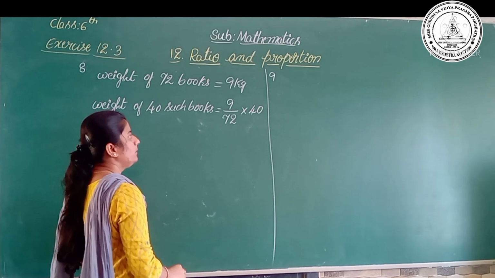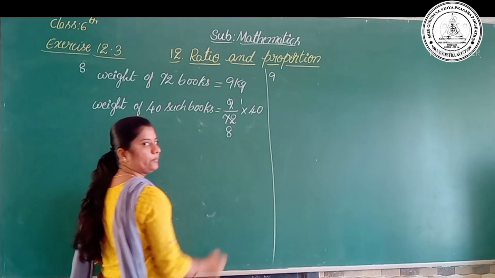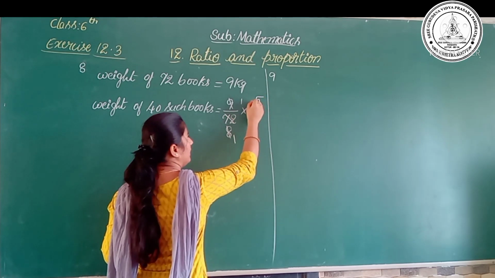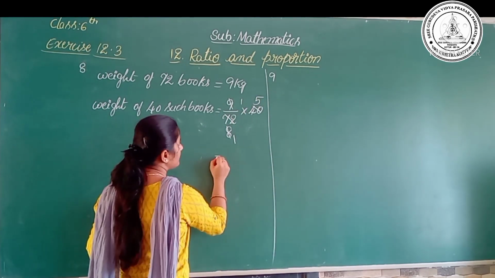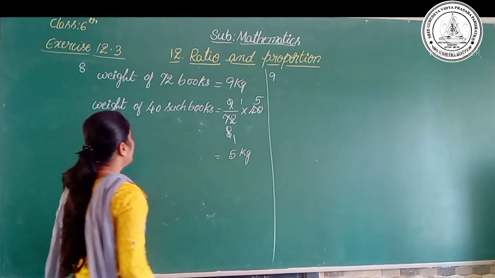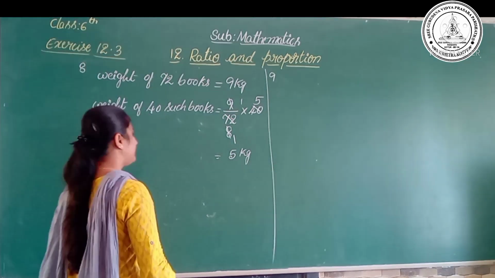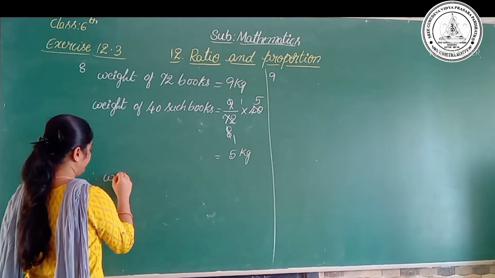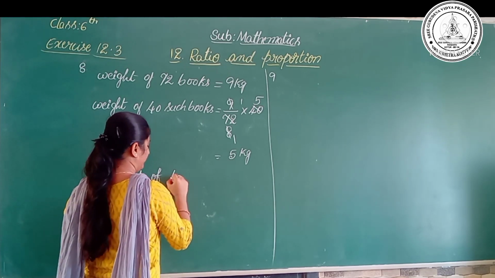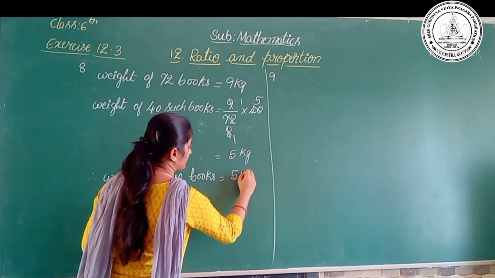Okay? Yes. Now divide here. 9 ones are 9, 9 eights are 72. Then again divide: 8 ones are 8 and 8 fives are 40. So what do we get? 5 ones are 5. That is 5 kg. What is the weight of 40 such books? The weight of 40 such books is 5 kilograms. Then write down, therefore the weight of 40 books is equal to 5 kg.